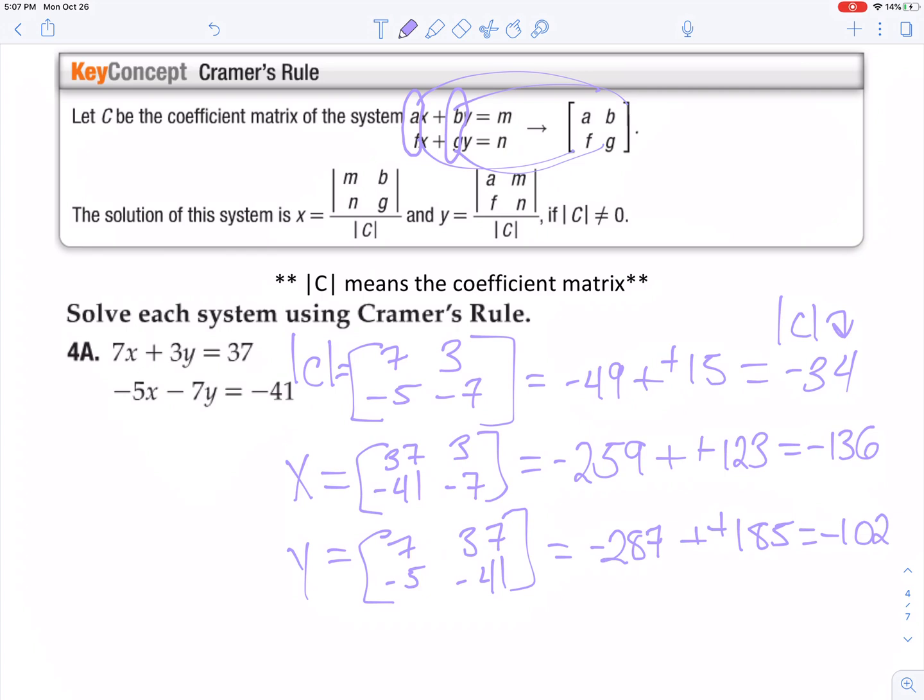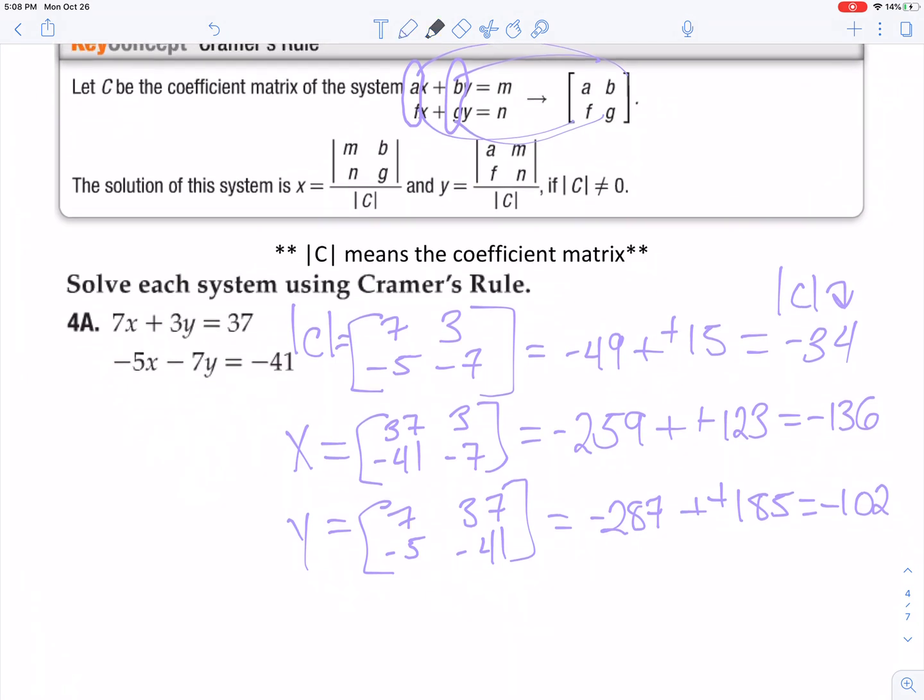Okay, so I found my different matrices. You're going to have 3 different ones. Set up your matrices, find the determinant. So now we're going to do the division. And here's what you do for that. And it's written up here.